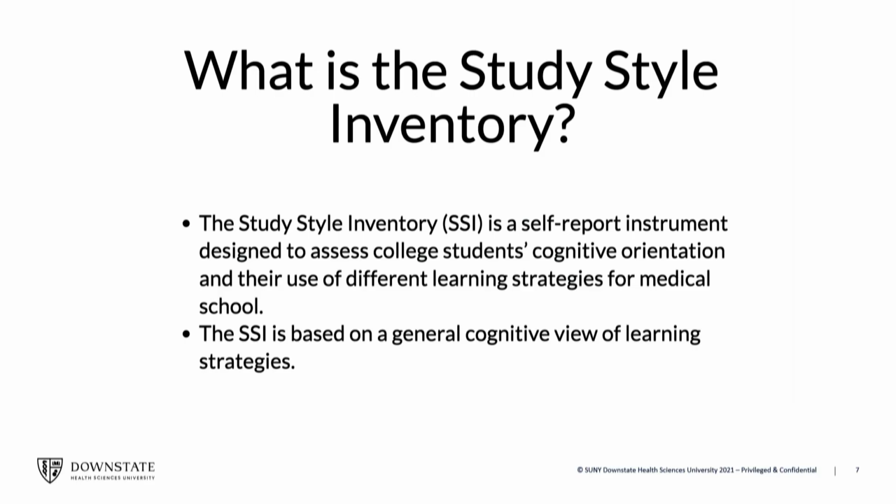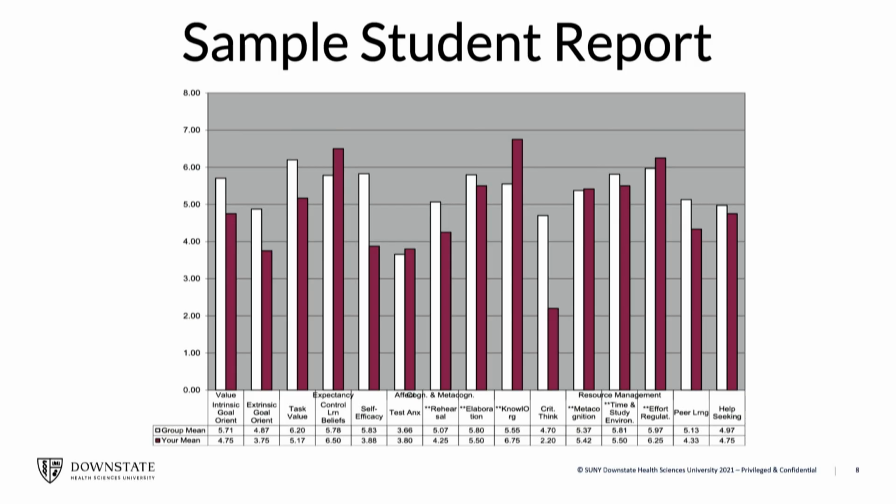In general, the SSI is a self-report instrument designed to assess college students' cognitive orientation and their use of different learning strategies for medical education. So the SSI is based on a general cognitive view of learning strategies. This is just an example of the type of report you'll be getting for the SSI.